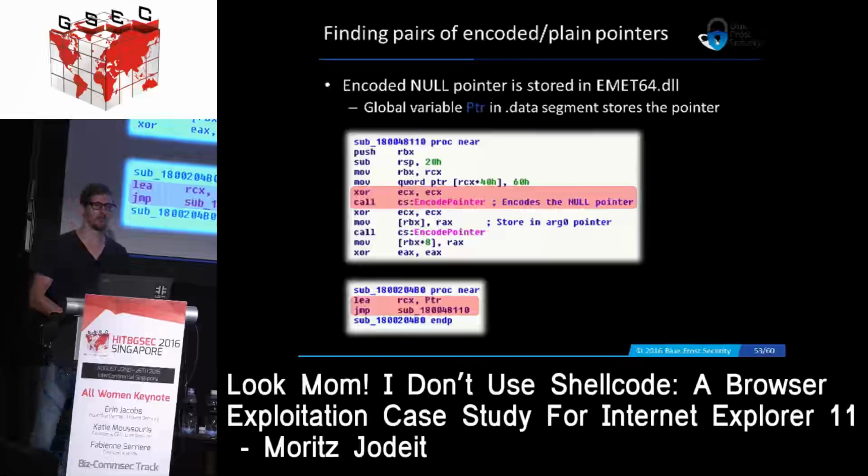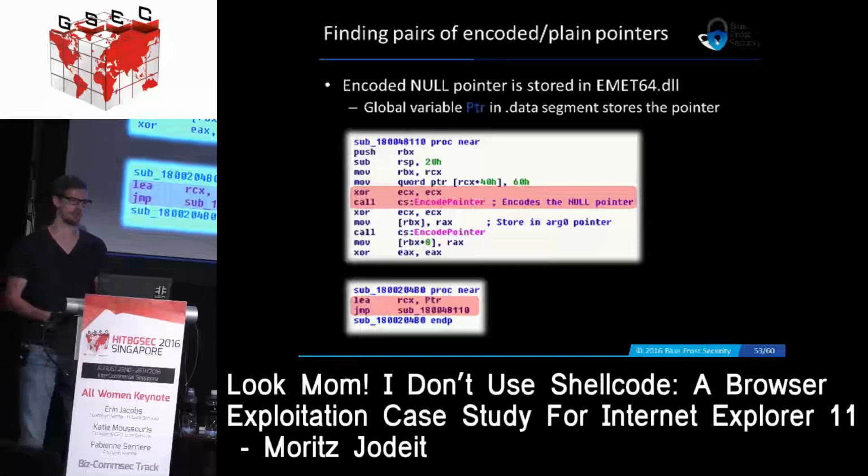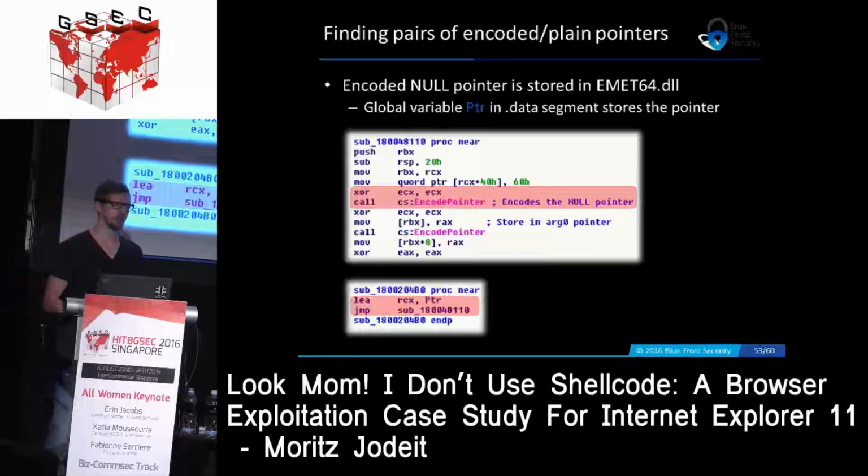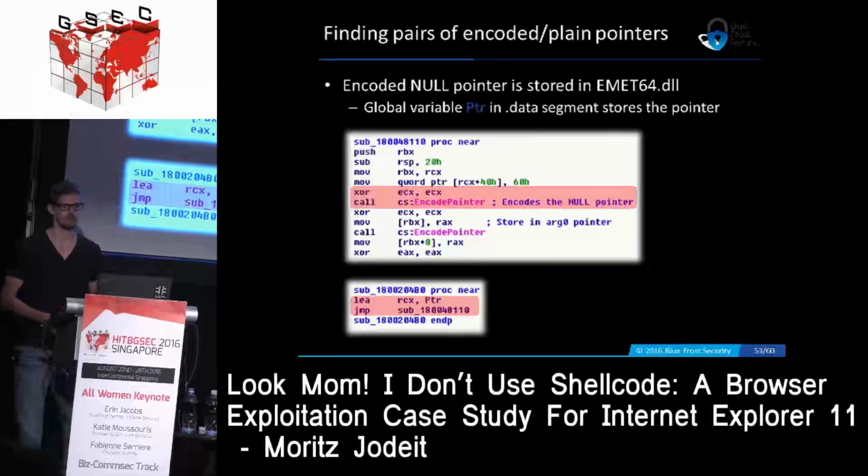In order to find these pairs of encoded and plain pointers, you can basically take a look into any module which is loaded. We took a look in the Emmet module itself, and it's quite easy to find these pairs. For example, on this slide you can see that they store the null pointer in encoded form at a static location in the data segment.